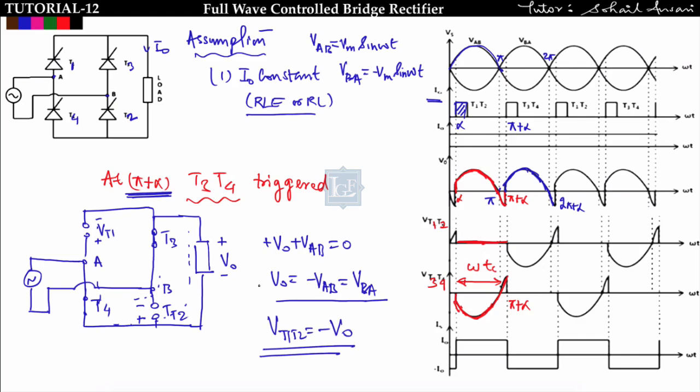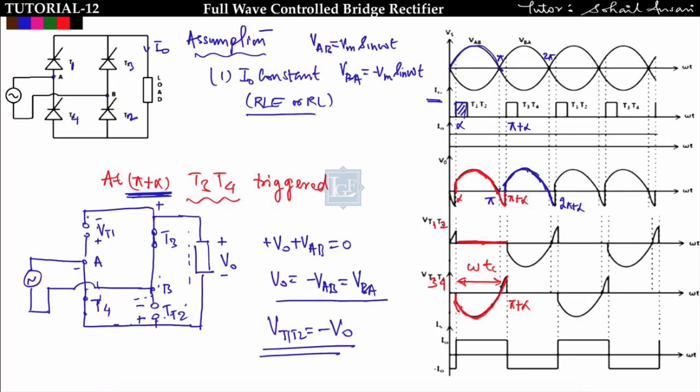Got it? So after pi plus alpha, T3 T4 will start conducting and T1 and T2 will go into reverse bias. You can see that this T3 is connected with B, and VBA is nothing but the positive terminal. B is the positive terminal after pi plus alpha. So this will be plus and this will be minus. So the supply voltage is negative when T3 T4 are conducting.